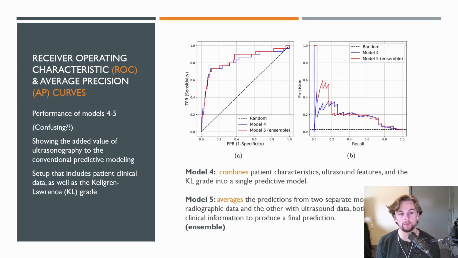So models 4 and 5, a little bit confusing. In this particular slide, in the graphs, they decided to label the ensemble as model 5. So I'll just explain this. Model 4 is actually a combination of the patient characteristics, the X-ray, and the ultrasound data. So it's a model built on all of those. There's no average being done. It's just a model built on all of those features combined into one model. And then model 5 is the ensemble, so that is models 2 and 3.